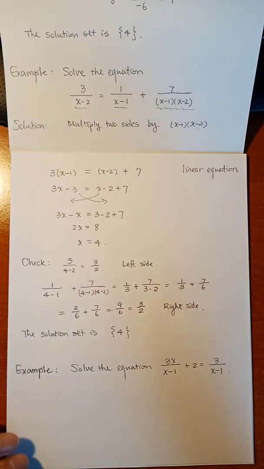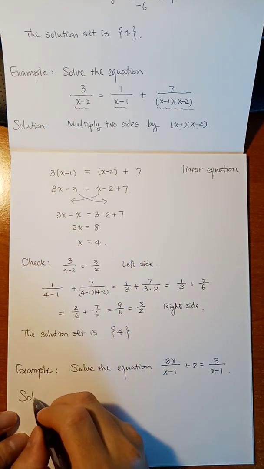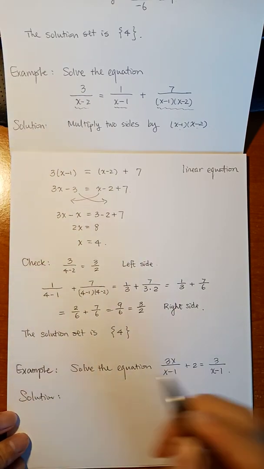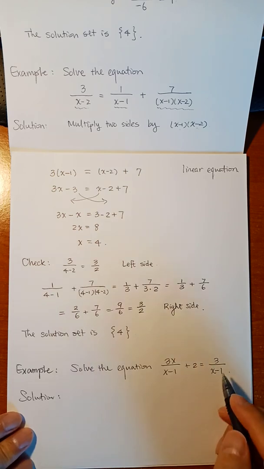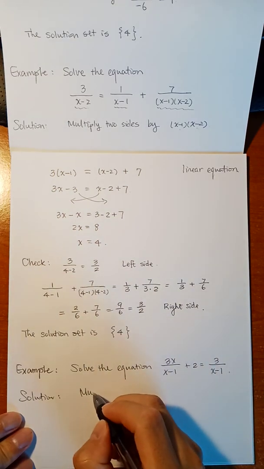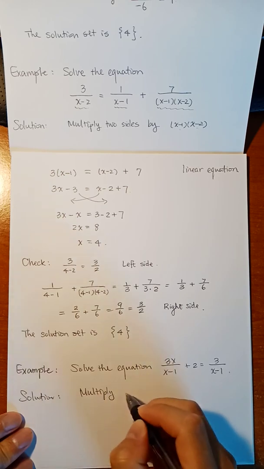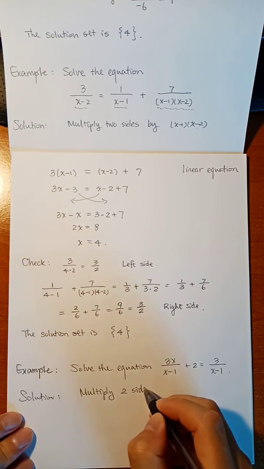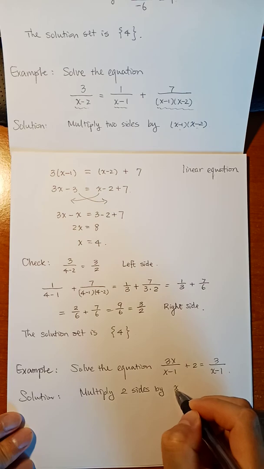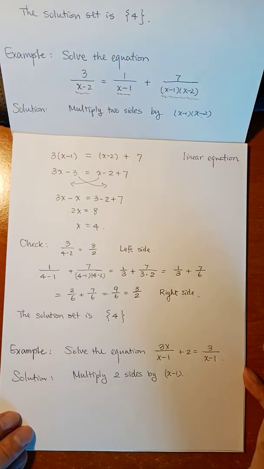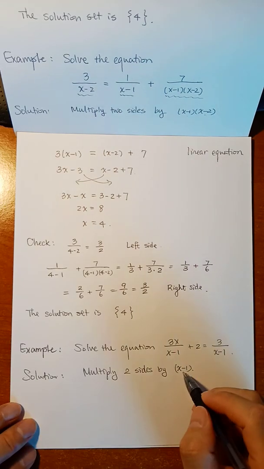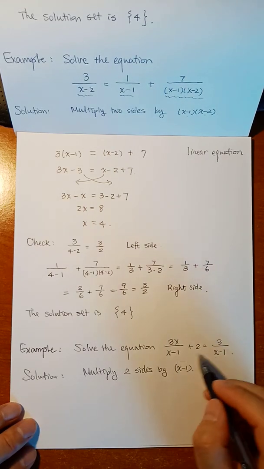Okay, now let's see. So the left side, the denominator x minus 1, right side, the denominator x minus 1. So the common denominator, multiply two sides by x minus 1, we just need one factor, that's enough. It will cover all the denominators. So let's check. You multiply two sides by x minus 1.